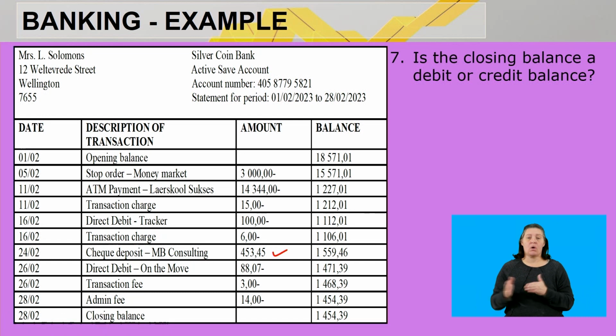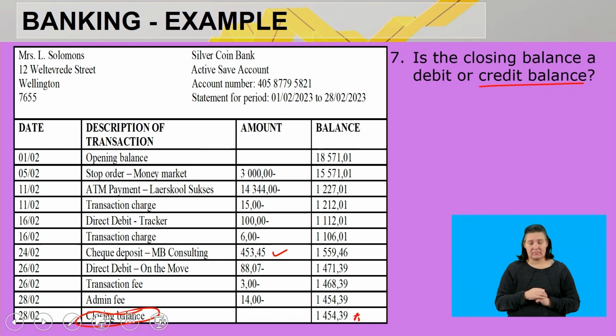Next question. Is the closing balance a debit or a credit balance? Now, if I look at the closing balance, right, here it's indicated closing balance. We see it's 1,454 Rand and 39 cents, right? So if I look at this, this will be a credit balance, right? Because it's still in a positive state, right? Okay, so it's a credit balance, meaning Mrs. Solomon still have money that belongs to her, okay?